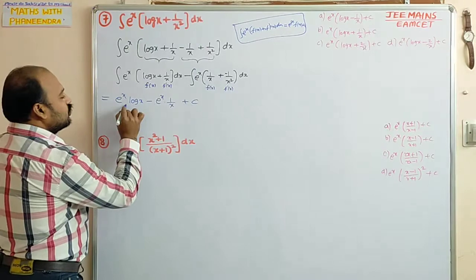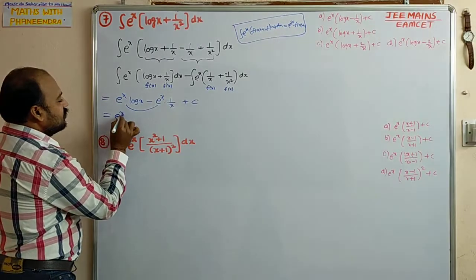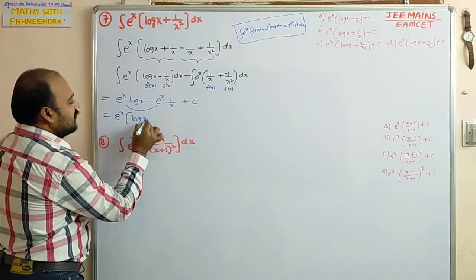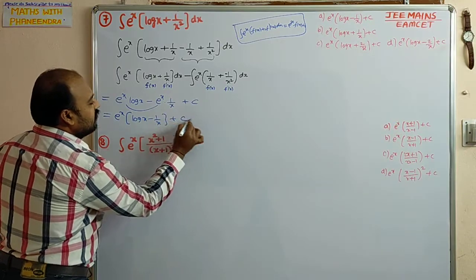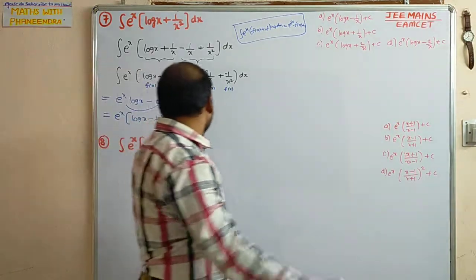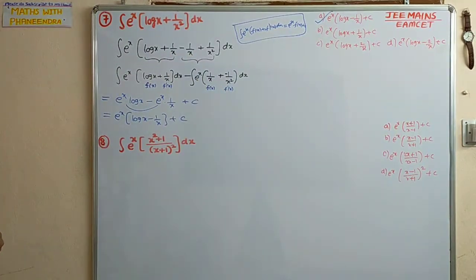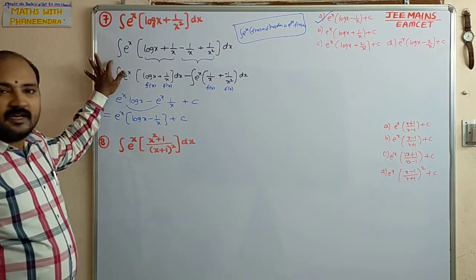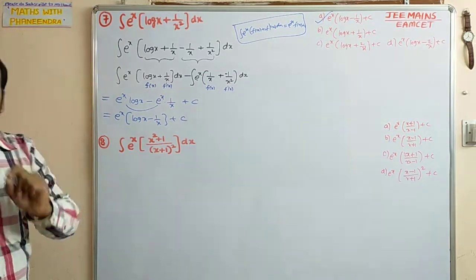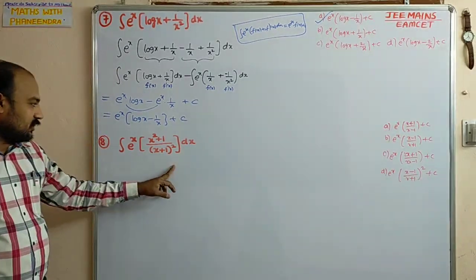So e power x you take common from these two. E power x into log x minus 1 by x plus c, which is there in the first option. This is the indirect way they are asking. This type of question you concentrate, dear students. Come to the next question.